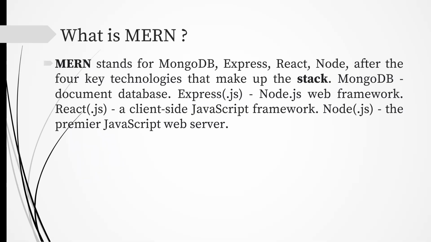So, what is MERN? MERN stands for MongoDB, Express, React, Node, the four key technologies that make up the stack. MongoDB is a document database. Express Node is a web-based framework. React is a client-side JavaScript framework, and Node is the premier JavaScript web server. For details of these technologies, we can see our previous videos of MEAN stack development, which are also available on our YouTube channel.